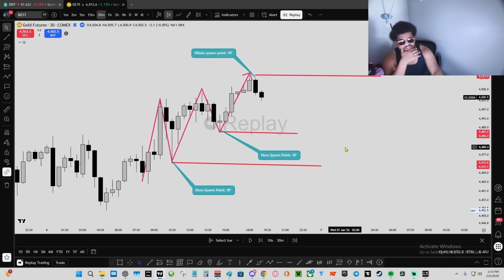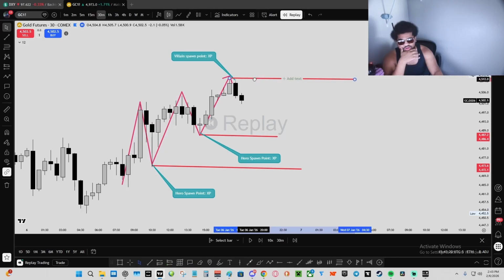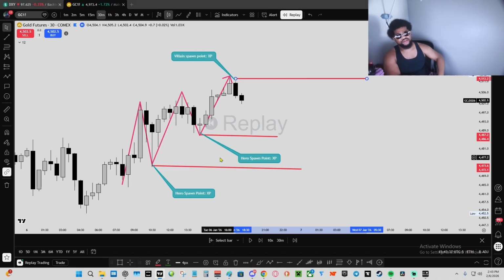If for whatever reason I'm looking to join the group of villains when I log on today, I want to try to target the most recent group of hero spawn points. That is all you're doing. You are choosing your team, and then you are looking to advance to the most recent group of your opponent. That is all trading is, okay?